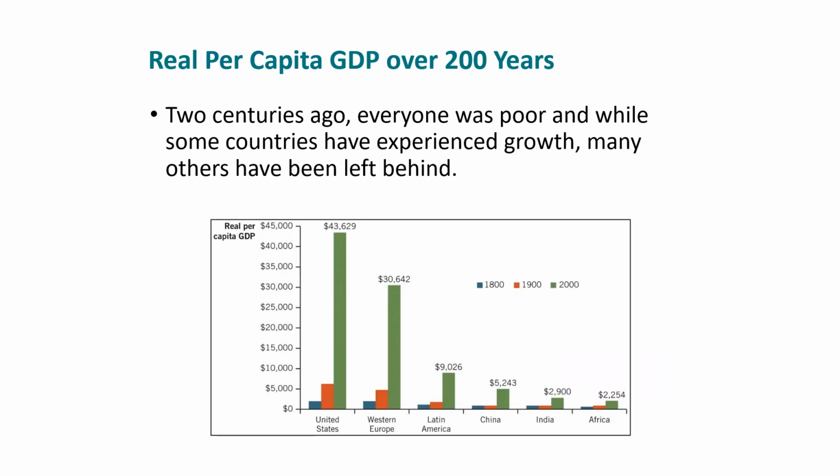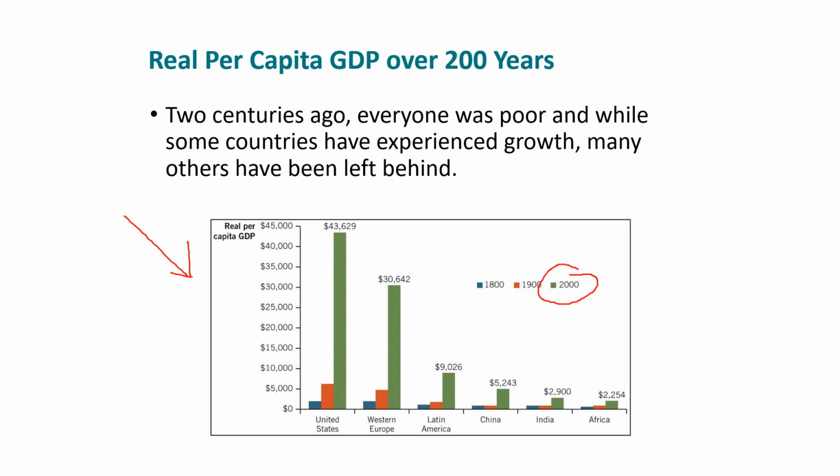Then we can calculate the real per capita GDP across country and across time. For example, if we look into this diagram, we could find when we compare across different countries, by focusing on year 2000, the green bar, obviously we could see in 2000 the living standard in United States was highest, followed by Western Europe, Latin America, China, India, and Africa.